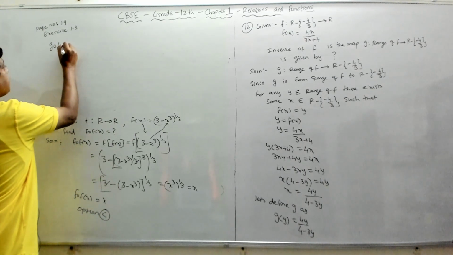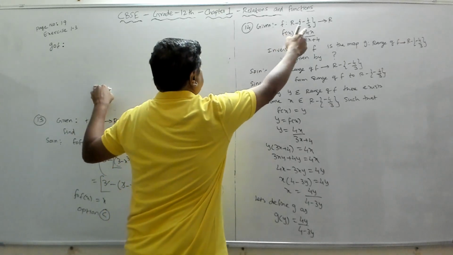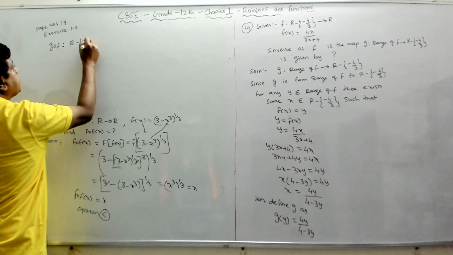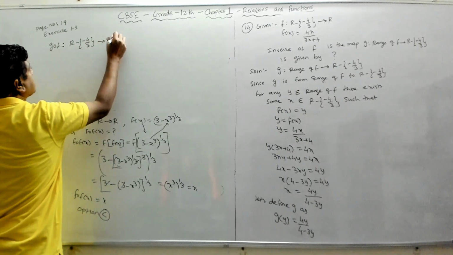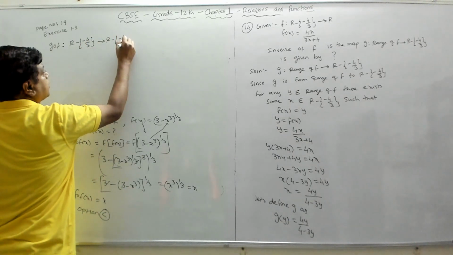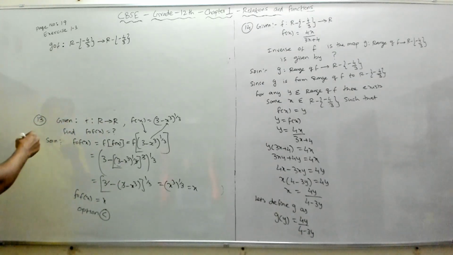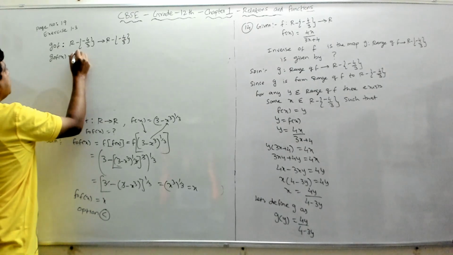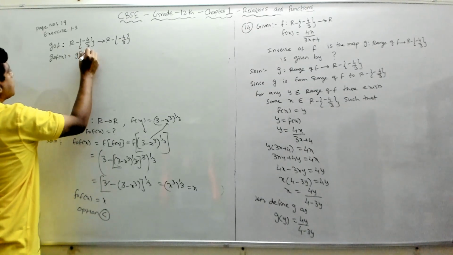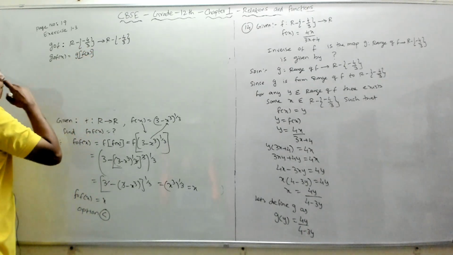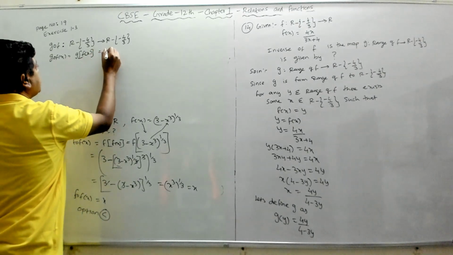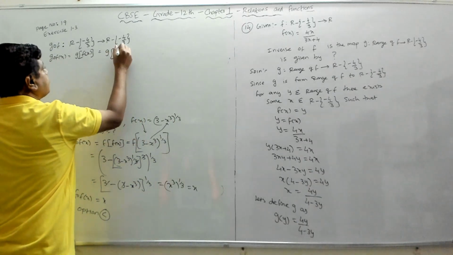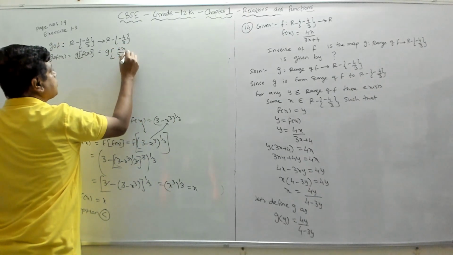And obviously g of f is a function from the set R minus {-4/3} to R minus {-4/3}. Fine. Now what is g of f of x? g of f of x is equal to g of, what is f of x? f of x is 4x by 3x plus 4.